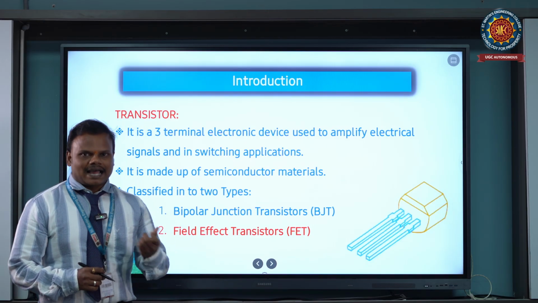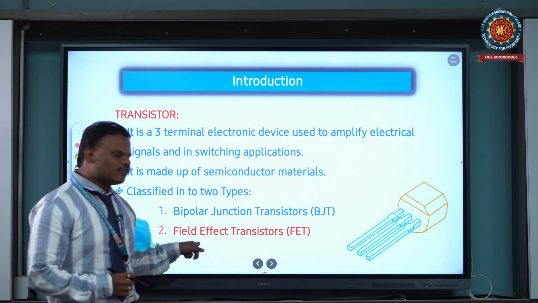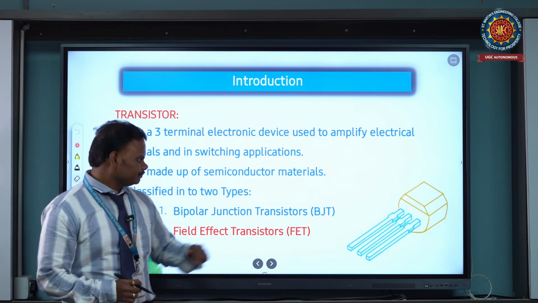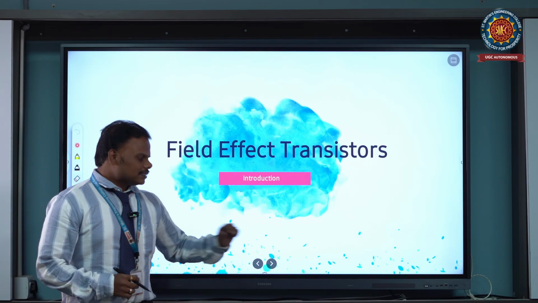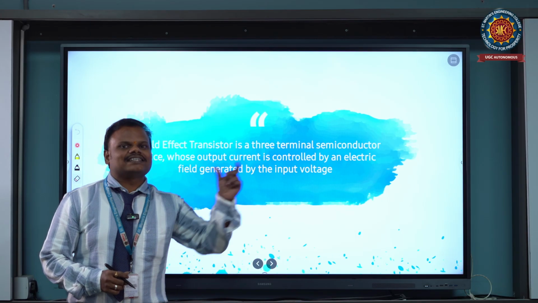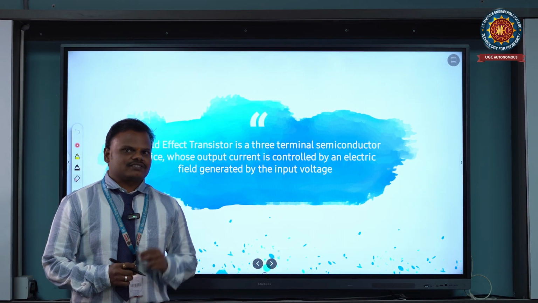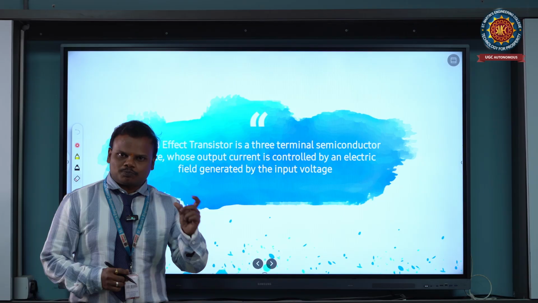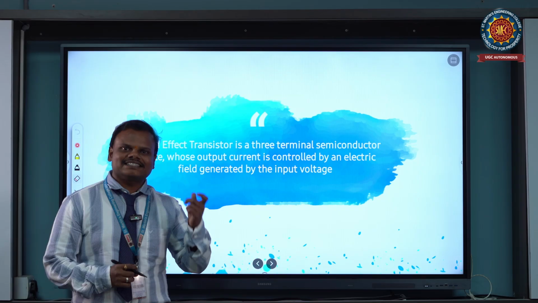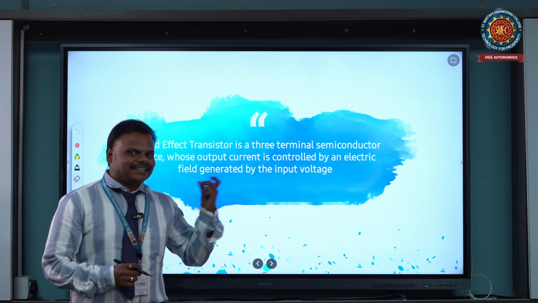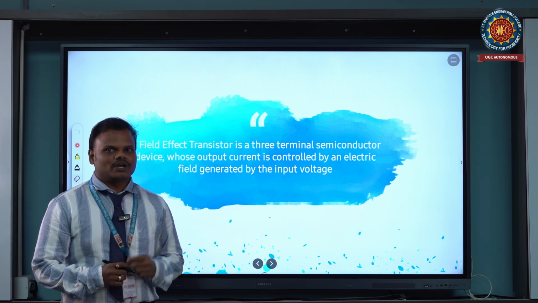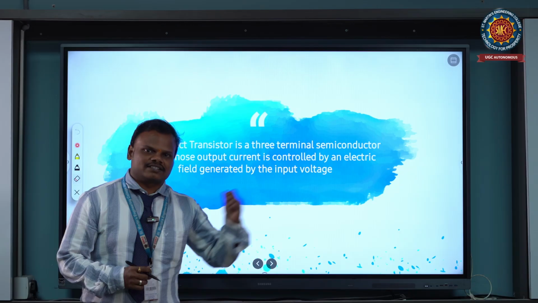Today I am explaining about the JFET, which is a type of field effect transistor, which we call simply FET. The definition of the FET is in the name itself: field effect transistor. In this transistor, the output current is controlled by the input voltage we apply. That input voltage generates a field, and that field affects the current of the device. Hence it is named field effect transistor.